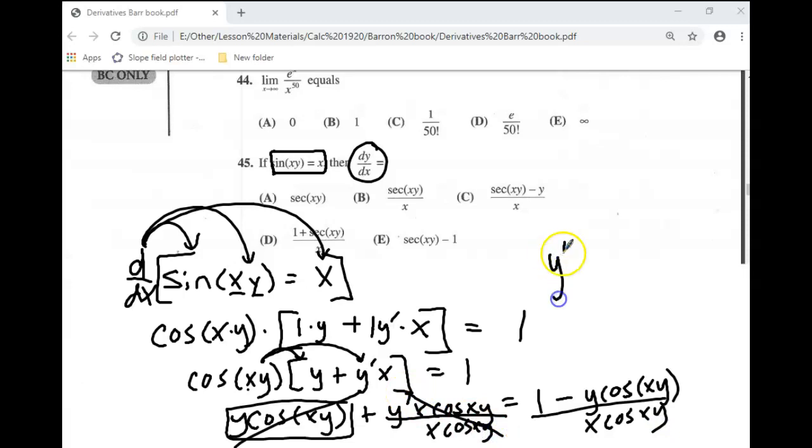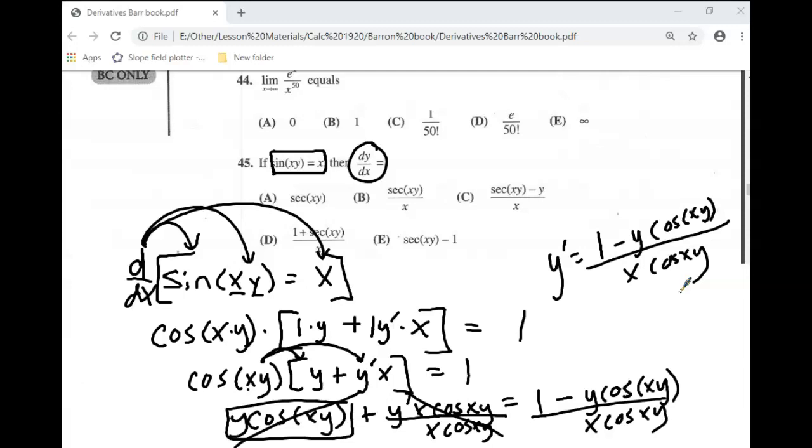So I've got now y prime is equal to 1 minus y cosine of xy over x times cosine of xy. So the point is that you take your derivative. Don't forget that when you take derivatives of y, you get a y prime factor. And after you do that, you get the y prime by itself.